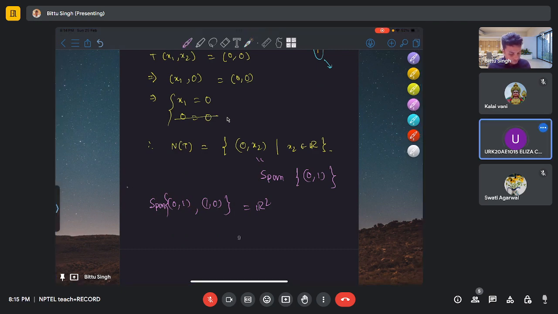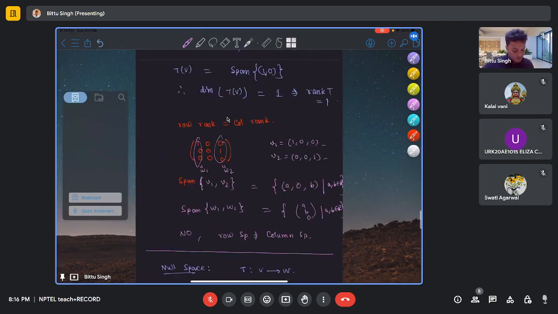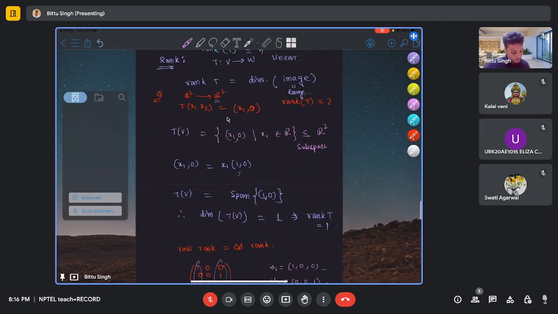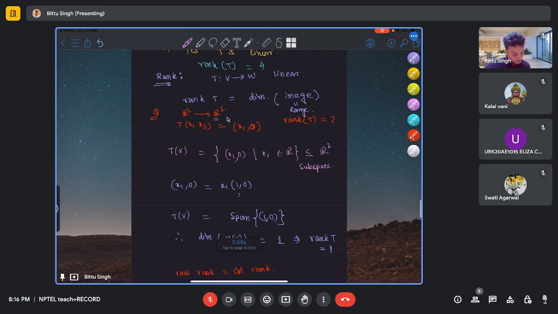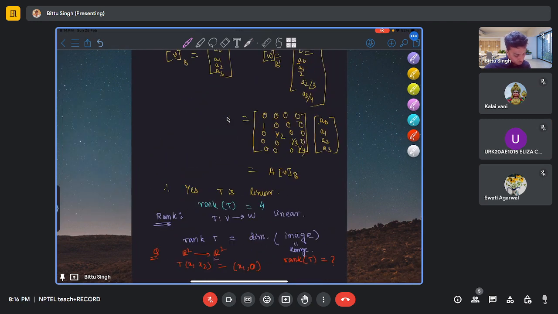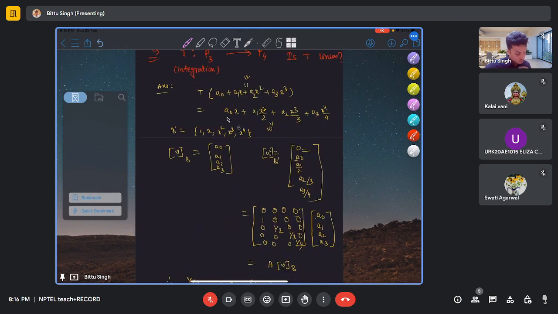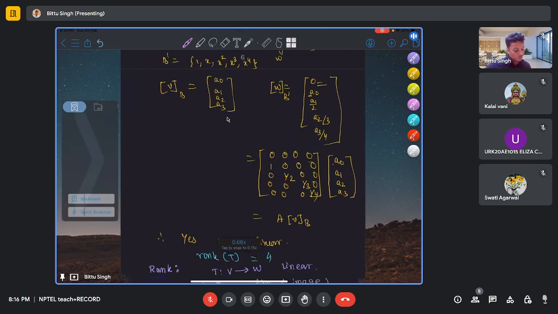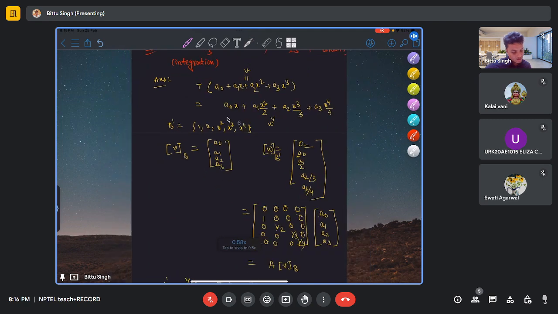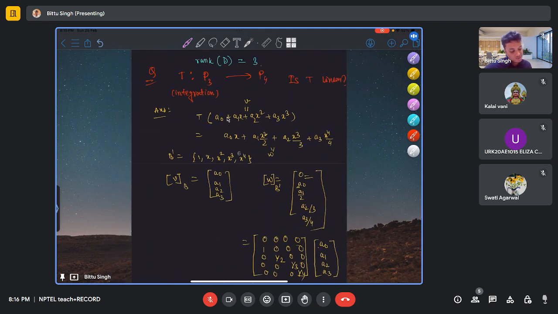Okay, clear? Great. So this is what nullity is, and from here, let us check some examples. What will be the nullity of this transformation? What will be the null space of this transformation? What is your guess?